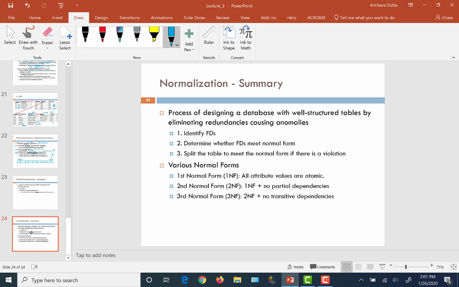And in the next video, I will actually work through a complete example and show you start to finish how to examine the table for anomalies and how to keep splitting it down and get a collection of relations that are in third normal form and which will not have the anomalies that were troubling the first original table.